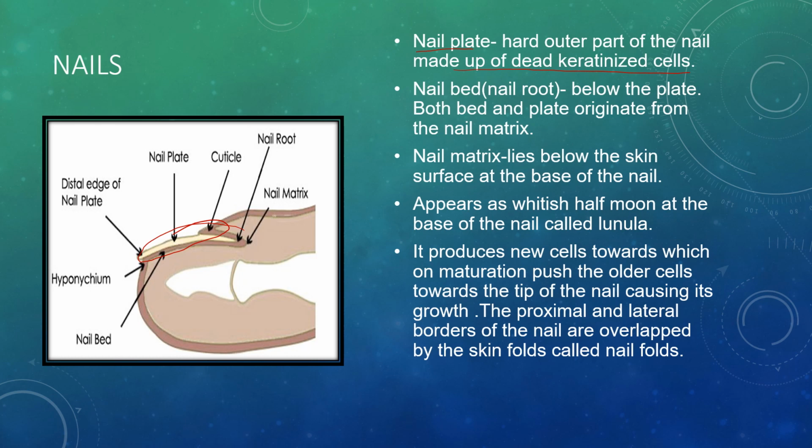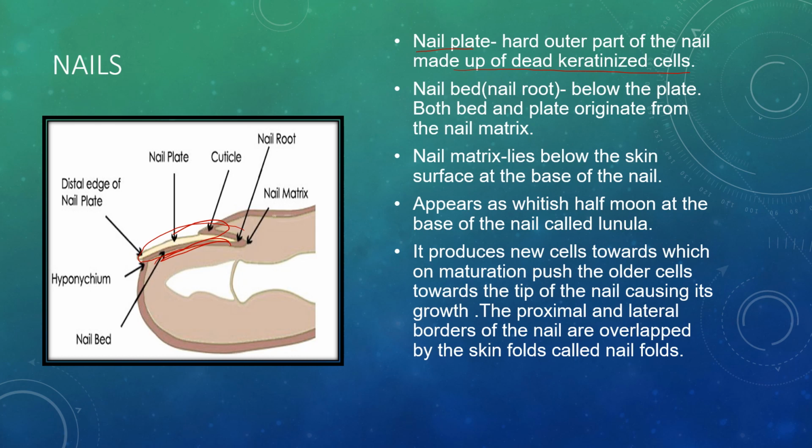Now next comes the nail bed. This is the lower part, the nail bed. The nail bed, or nail root, lies below the plate, and both bed and plate originate from the nail matrix. Now what is the nail matrix?